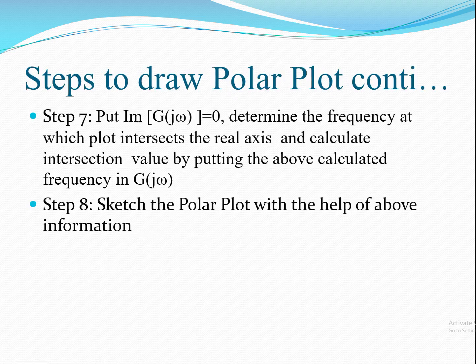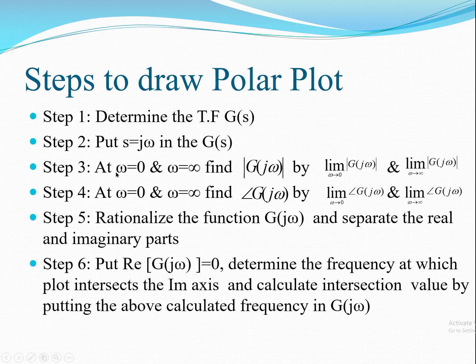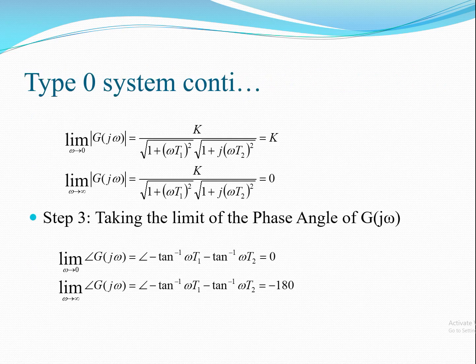Now what will be step number 3? Step number 3 is what? We have to find the limit by putting omega tends to 0 and omega tends to infinity, and we will find the magnitude of G of j omega. So this will be my step number 3.